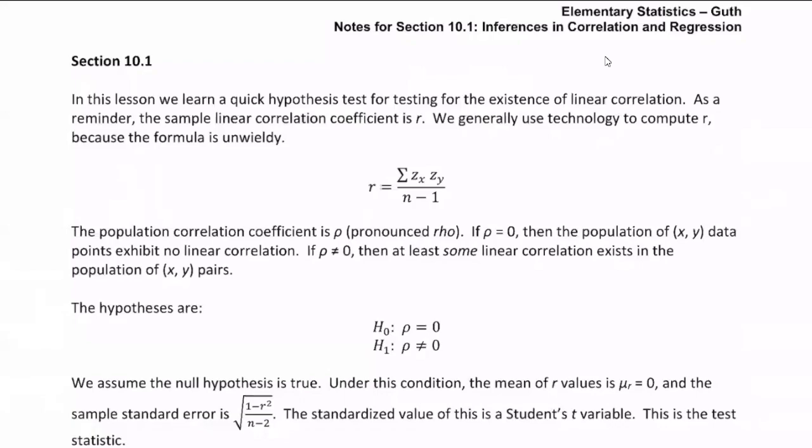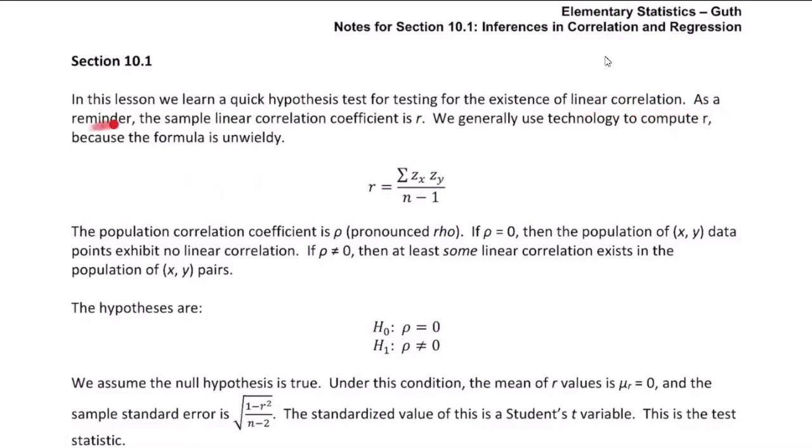Okay, so I'm just going to go ahead and read what we've got here for lesson 10.1. It says, in this lesson, we learn a quick hypothesis test for testing the existence of linear correlation. That's just a linear relationship between two variables, not necessarily cause and effect.